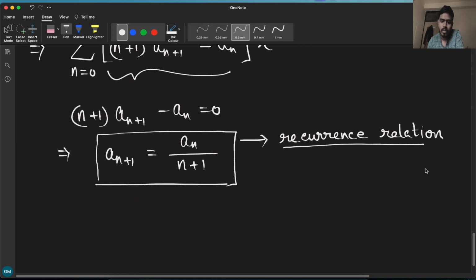What does it mean? So it says that if we know a_n, we can find a_(n+1). So it's kind of a recursive method. It gives a recursive way to find the next element if we know the previous elements. So that's why it is called the recurrence relation.